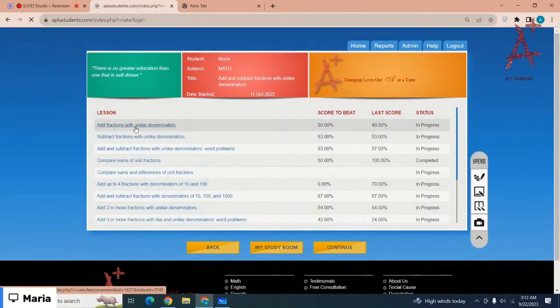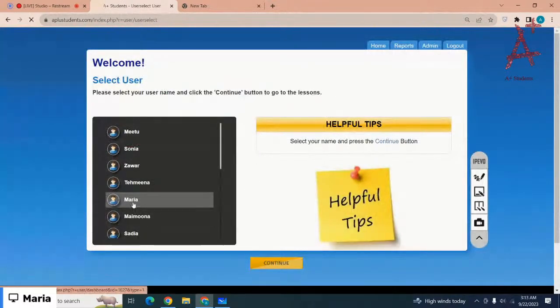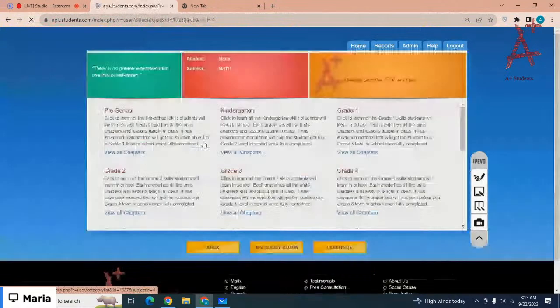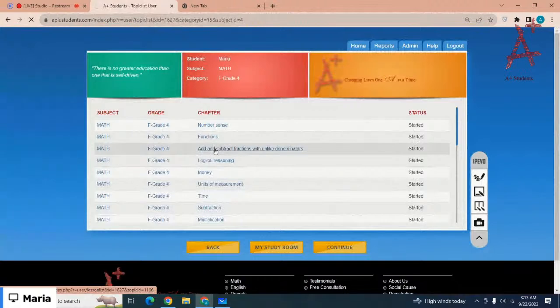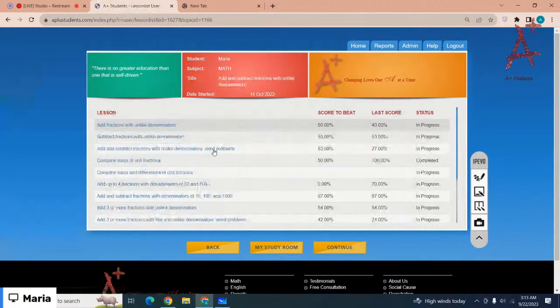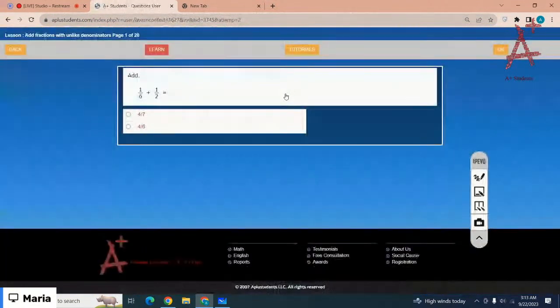Add fractions with unlike denominators. So let's just do some of the examples from addition, right? We'll do practice questions for addition and subtraction as well. Okay, let's start with adding fractions with unlike denominators. They both are exactly the same. You have to do the same steps. You just have to add or subtract in the end, right?